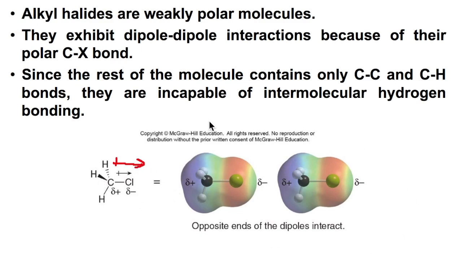And as you can see here, that creates a dipole moment, and so that's why these types of molecules will have dipole-dipole interactions. Because there is a dipole in the molecule, they can interact with other molecules that also have dipoles. So the delta minus will interact with the delta plus from the following molecule, and so on.